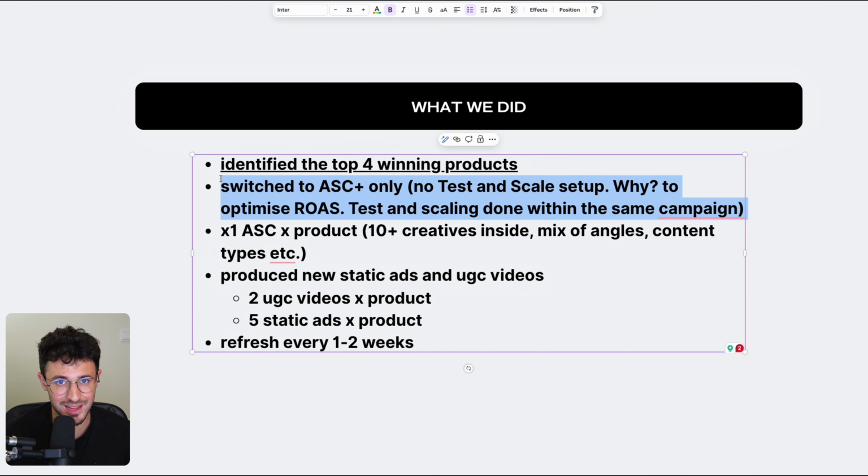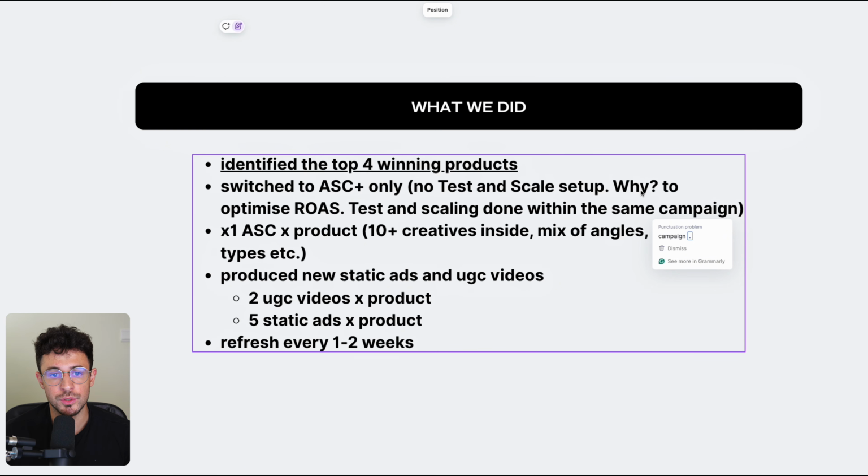So the entire ad account was running on Advantage Shopping Plus only, with one ad set, so you can call it like a CBO with one ad set. And we completely removed the test and scale setup. So everything was done within the same campaign. We were testing and scaling content within the same campaign.